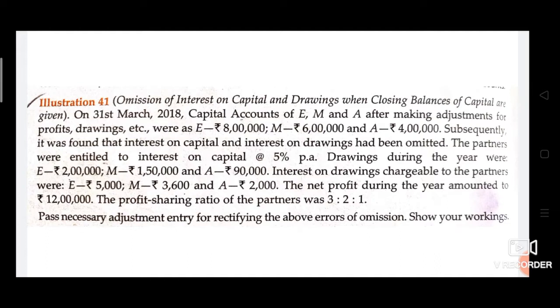Show your working. So here also we have to calculate capital at the beginning of all the partners, then we can allow the interest on capital. Then we have to prepare a statement showing adjustment, means adjustment table, and then in working note we can also prepare profit and loss appropriation account to know the correct profit, because we have to give the effect of correct profit in adjustment table. And then afterwards we will pass a single adjustment entry for net amount. Okay, let's start.